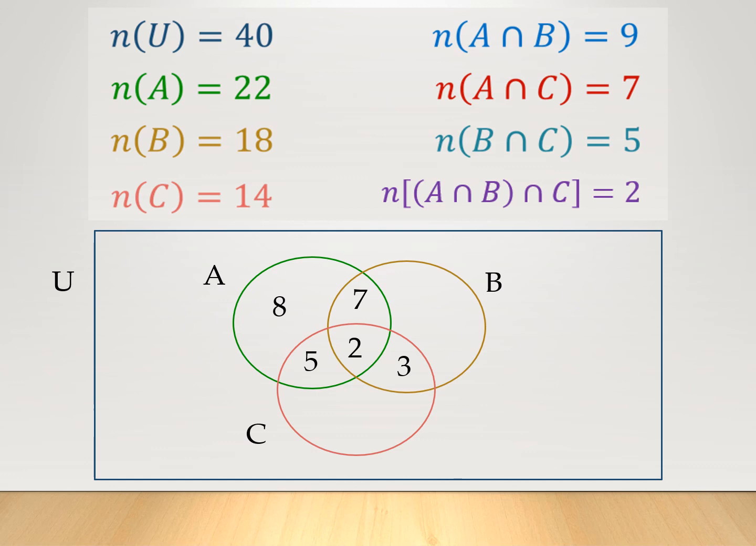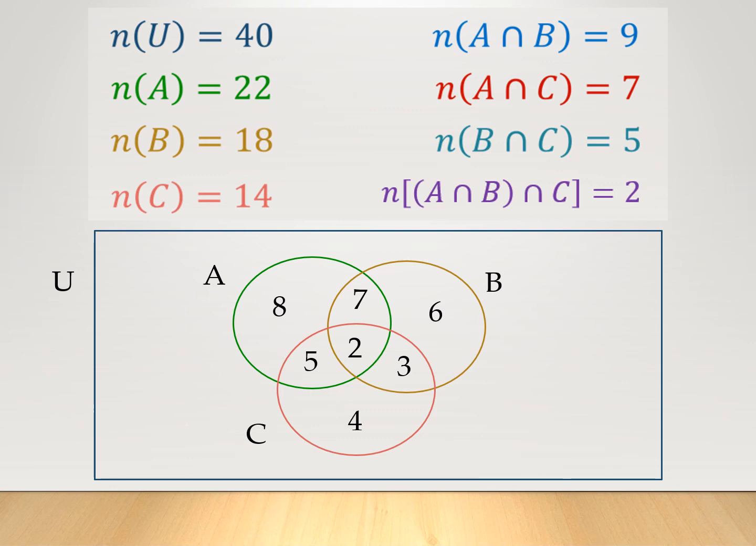Now we go to set B. So set B equals 18. We already have 7 plus 3, 10, plus 2, 12. So 18 minus 12 is equal to 6. That is set B. Then we go to set C. Set C equals 14. So we already have 5 plus 2, 7 plus 3, 10. So we have the remaining 4.